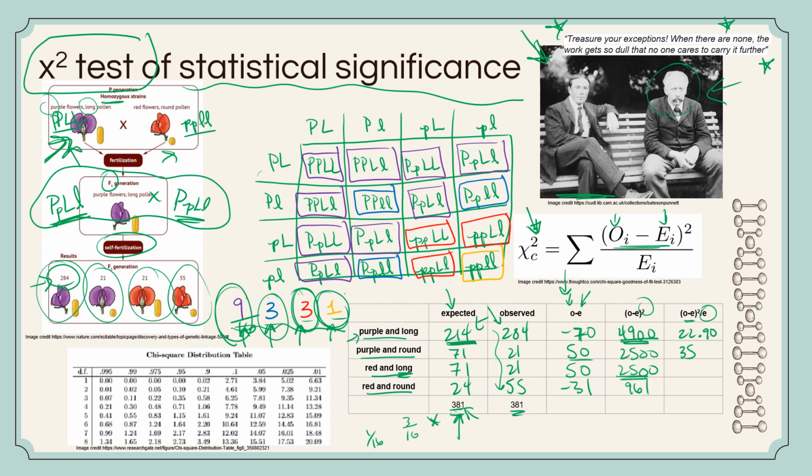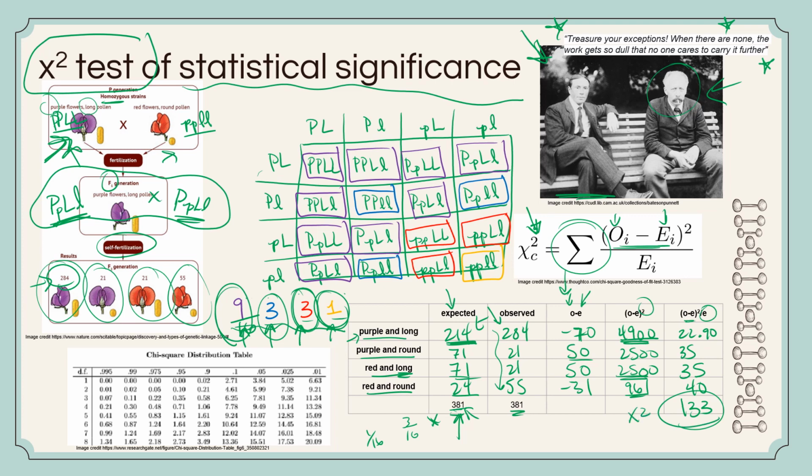2,500 divided by 71 again is still 35. And then 961, our square of the difference divided by the expected 24 gives us 40. So now I'm going to add all of those up. 22.9, I'm going to round that to 23. 23 plus 35 plus 35 plus 40 gives us a grand total of 133. So this is my chi-squared value.